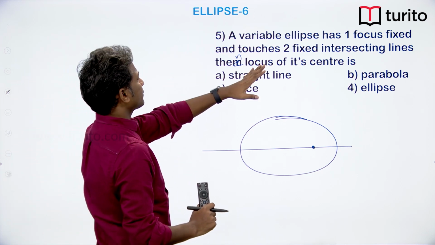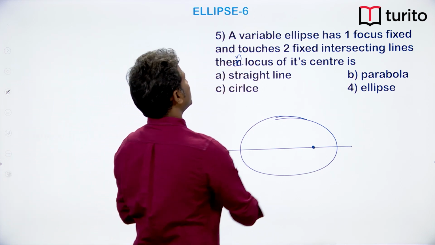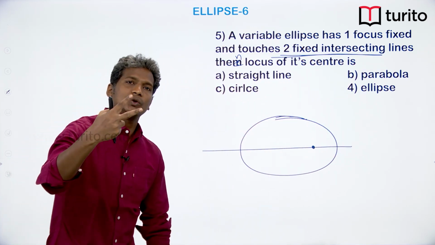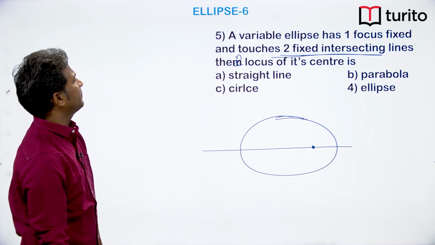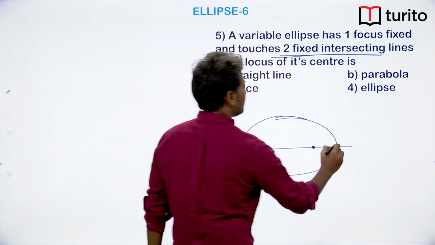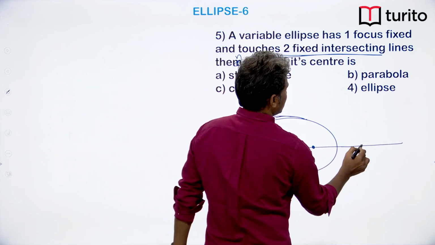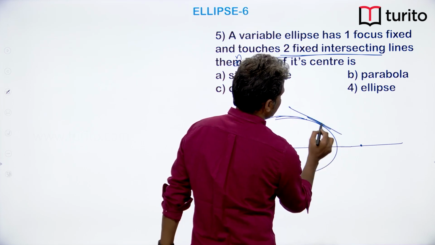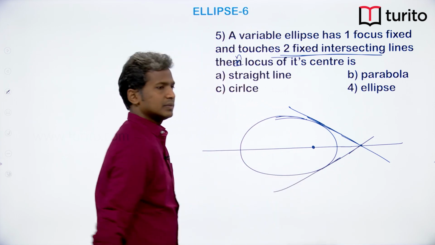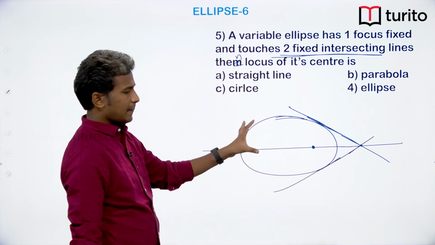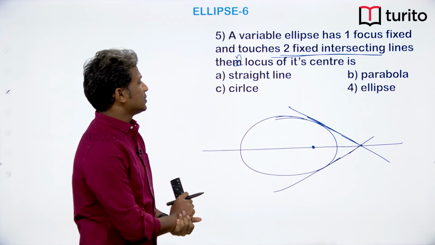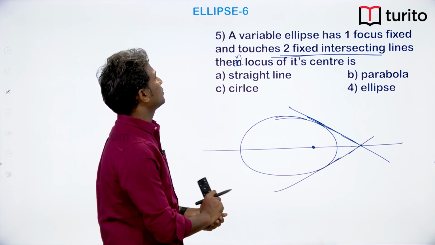It touches two fixed intersecting lines. So let's fix two lines which are already intersecting. Let me take two lines like this. Now this ellipse is varying, but the focus is fixed and these two lines are also fixed. Then find the locus of its center.